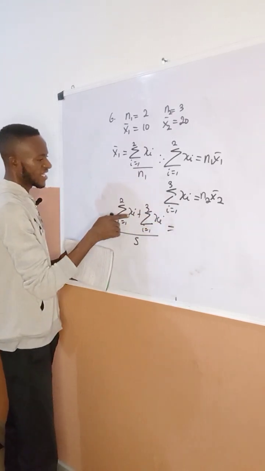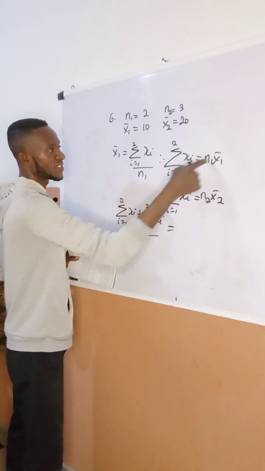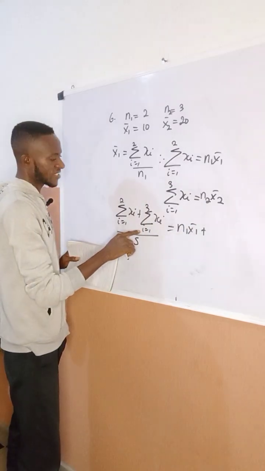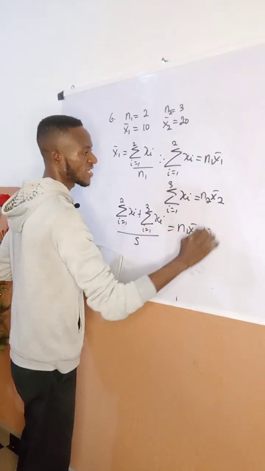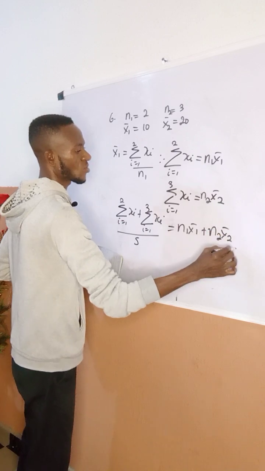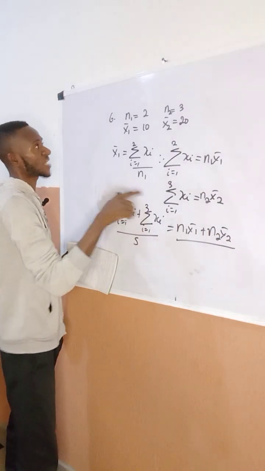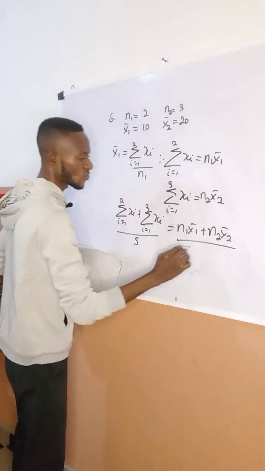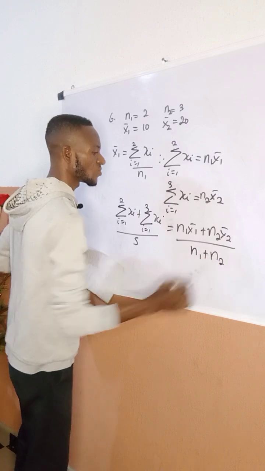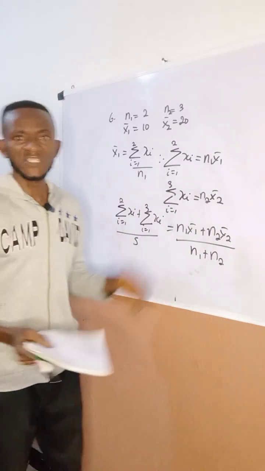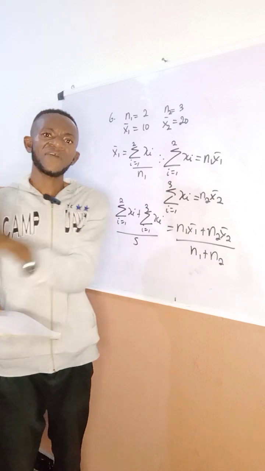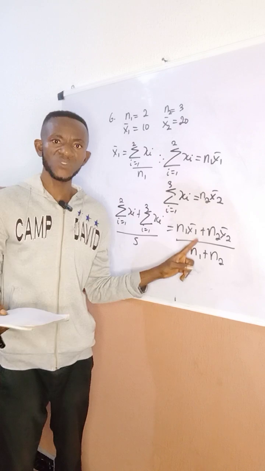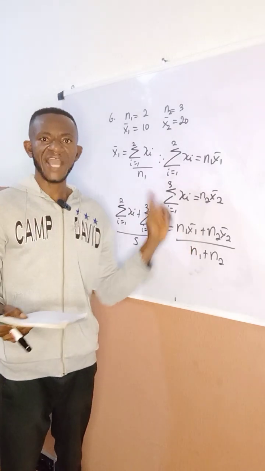It's the same thing as this: the sum of i running from 1 to 2 is given as n1 x bar 1, plus this sum of i running from 1 to 3 of x i, which is given as n2 x bar 2, all over this 5. This 5 I divided by was actually this 3 plus this 2, which is just like n1 plus n2. So in a situation where you are given the mean of a set of numbers and the mean of another set of numbers, and you are asked to find the mean of all the numbers combined together, easily go with this formula. It will give you the answer quickly.